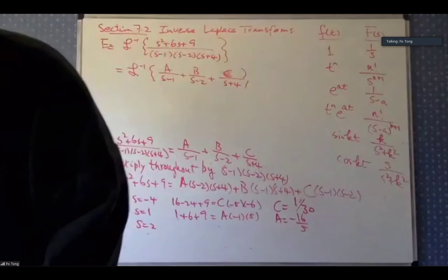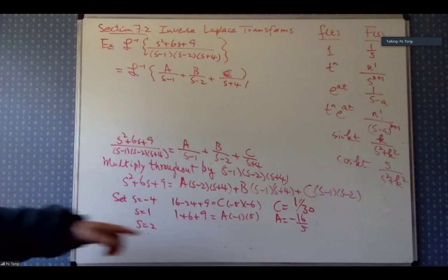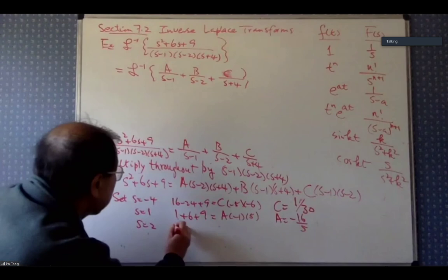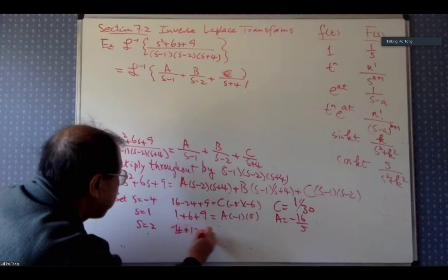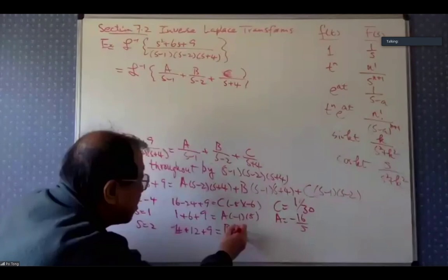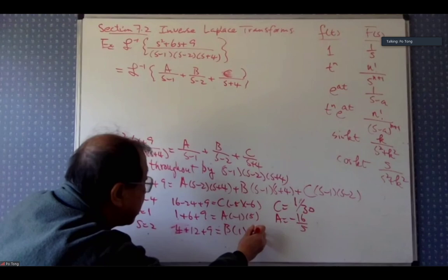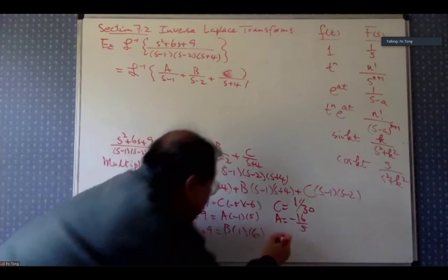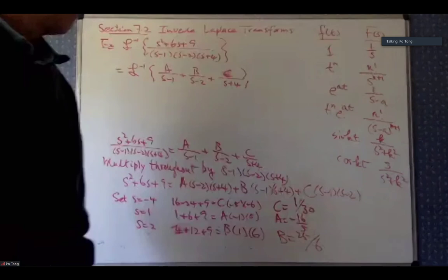And then set S equal to 2, we'll kill this guy and the one at the end. 2 squared plus 2 squared is 4. 4 plus 12 plus 9 is equal to 8 times 1 times 5 times 6. B is okay. Is it all right, guys?